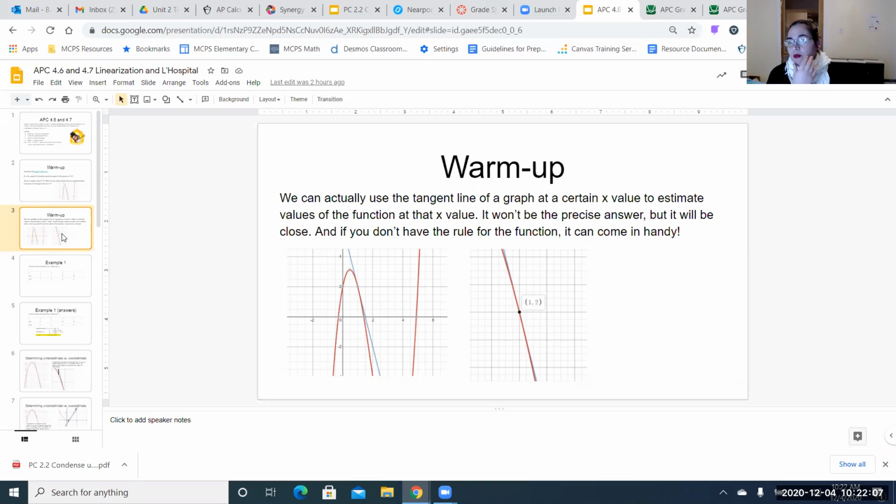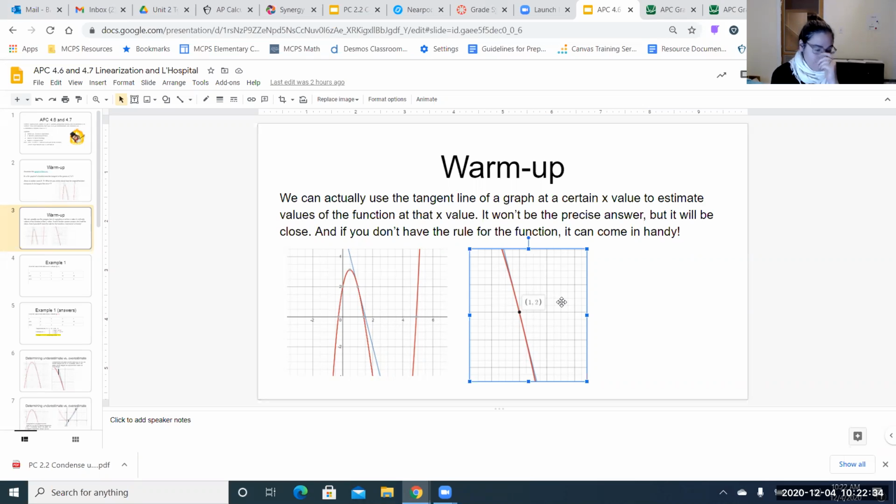So the more you zoom in, the tangent line and the original graph are not really distinguishable from each other. So you see this picture right here, it's almost like you can't tell the difference between the blue graph and the red graph, okay? So what this means is that we can actually use the tangent line of a graph at a certain x value to estimate values of the function at that x value. It won't be the precise answer, but it's going to be close.